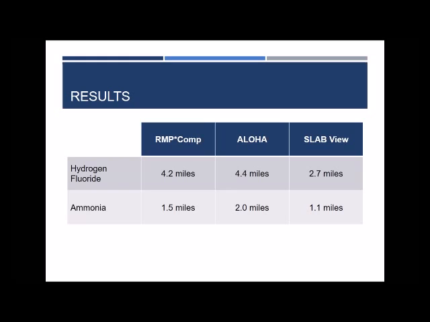And SLAB is a little bit smaller because SLAB accounts for more information: the source area and the properties of the chemical being released, and therefore it has a lesser endpoint. It also has other values that you could change that drastically change your endpoint distance, but that depends on the values that you use and if you have the documentation to back it up. And the same with ammonia. RMP Comp had 1.5 miles, ALOHA is 2 miles, and SLAB is 1.1 miles.